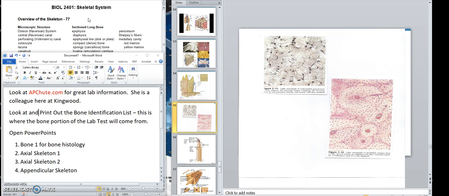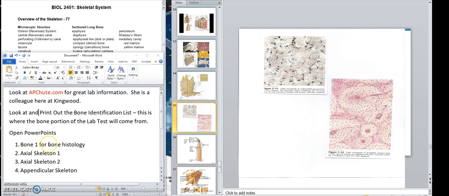Now, the PowerPoints I'll be using in this video, I don't really know how many videos I'm going to do for bone. I'm hoping just 2 or maybe 3 at the absolute max. But first of all, it's best to print out the bone identification list. But you don't have to. You can just go through it on the screen. Then you want to open PowerPoints. That's where I'm going to be getting the pictures from.